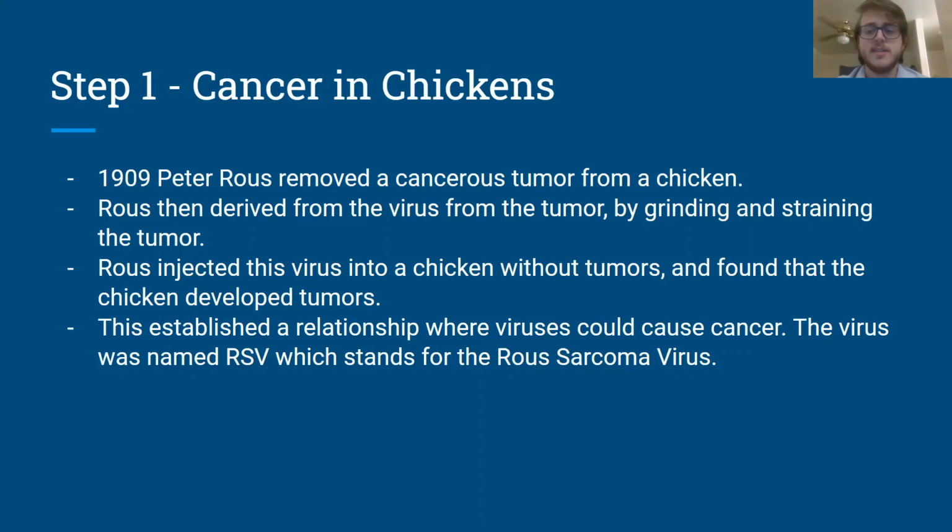And then he injected this virus into a chicken that did not have cancer, and he found that the chicken developed tumors. So the chicken without cancer developed cancer from this virus that he had extracted. And this established a relationship between viruses and cancer. Before this, they didn't know viruses could cause cancer, and this was groundbreaking. The virus was named the Rous sarcoma virus, and its abbreviation is RSV.